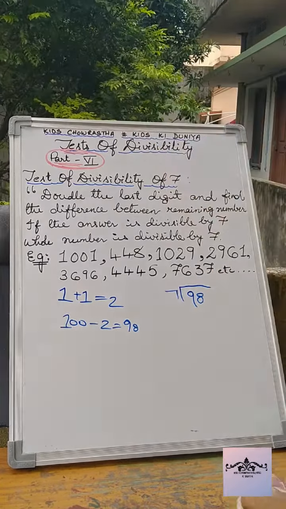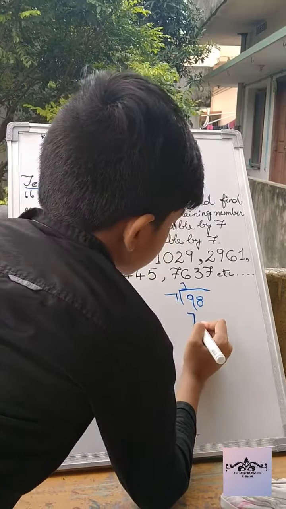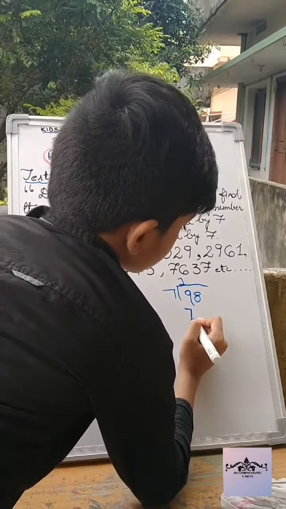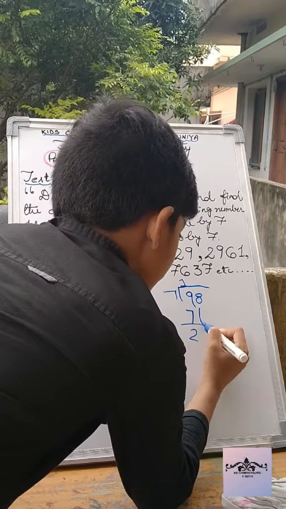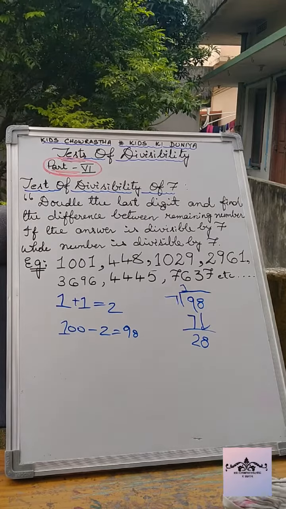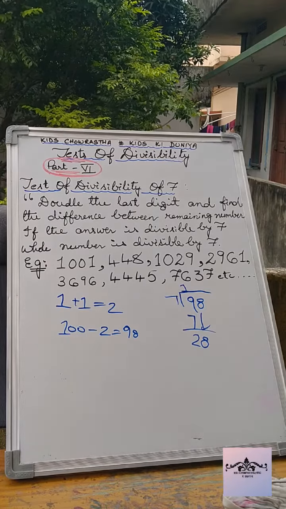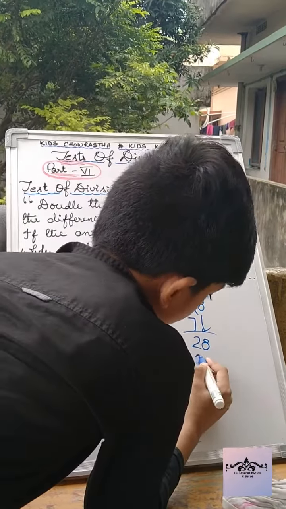First for 9, because 98 directly we can't take, right? So first we are taking 9, which is 1, 7, and over here we are getting remaining 2. So 2 is smaller than 7, so we are taking 8 for support. So 7 1s are 7, 7 2s are 14, and 7 3s are 21, 7 4s are 28. So 7 4s are 28.